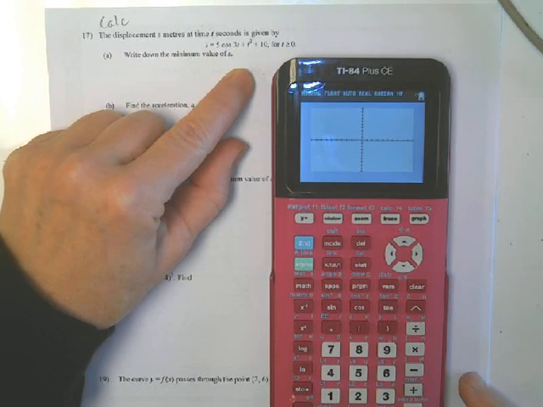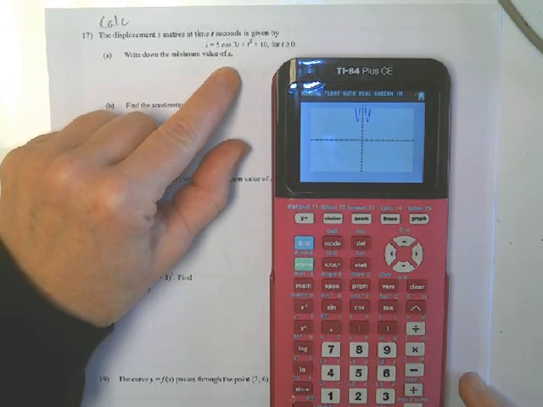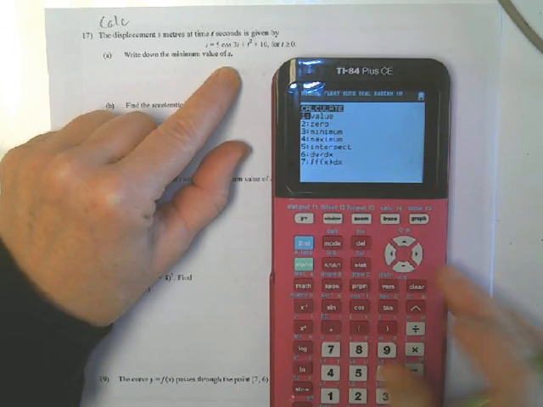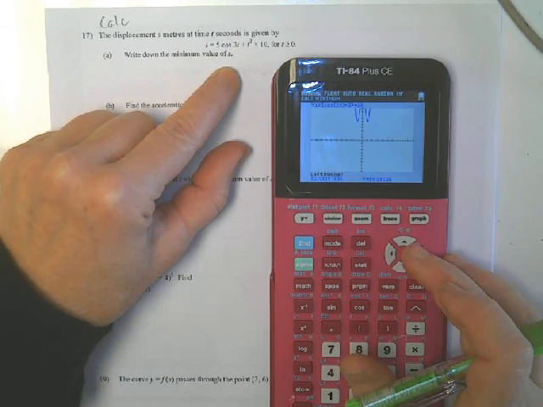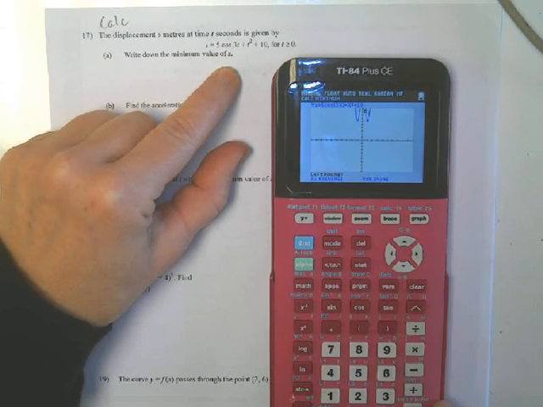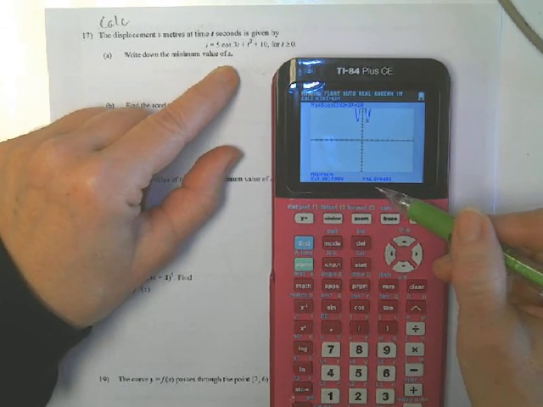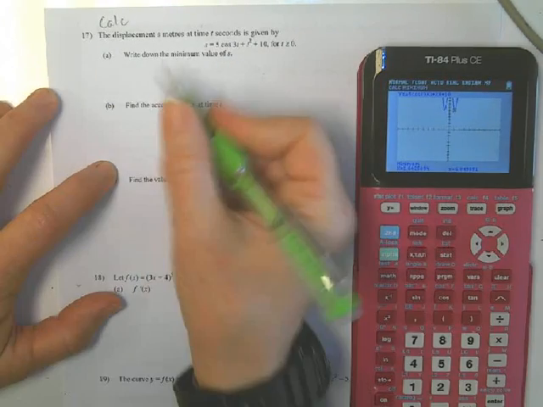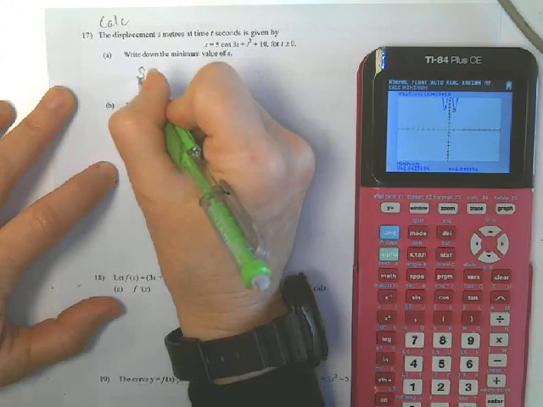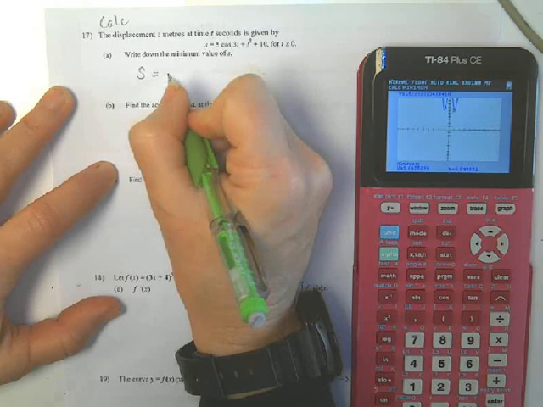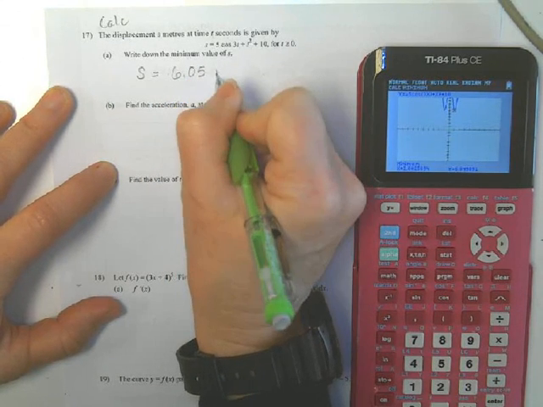And then I want to find the minimum value of s. Okay, well, I can see the minimum value is going to be right there. So I'm going to do second calculate. I want the minimum. And where's my cursor? There it is. So I want the left of it, go to the right of it, enter, enter, and I get the minimum value occurs when x equals 1, and the minimum value is 6.05. So minimum value is the y value. In this case, we have the letter s. So the minimum displacement is going to be 6.05, and that would be meters.